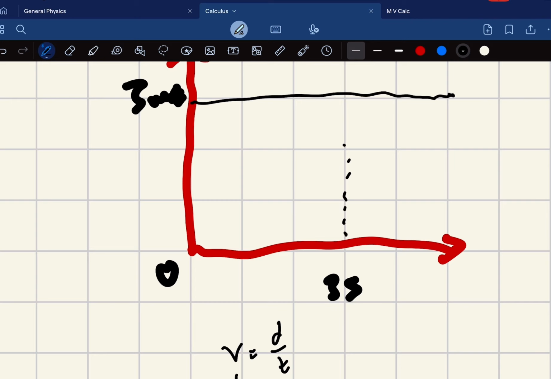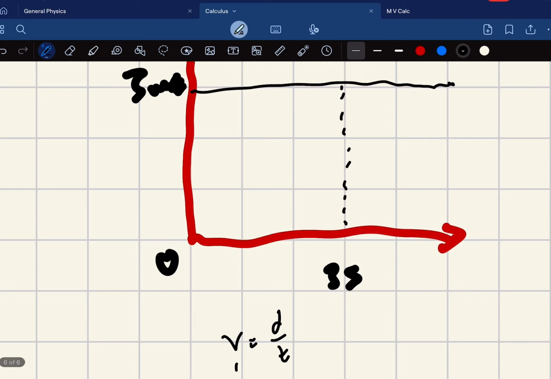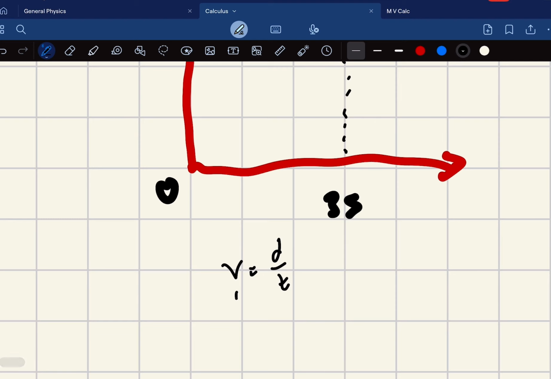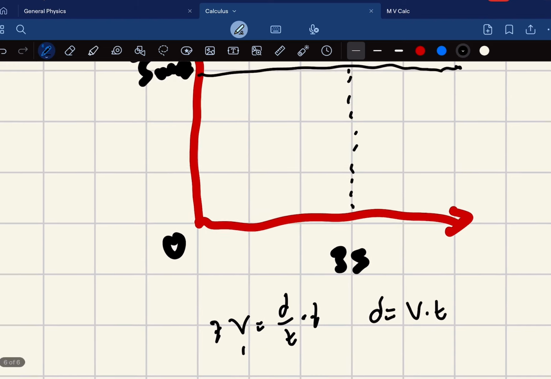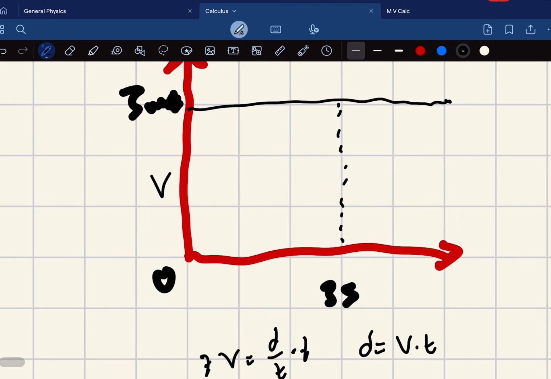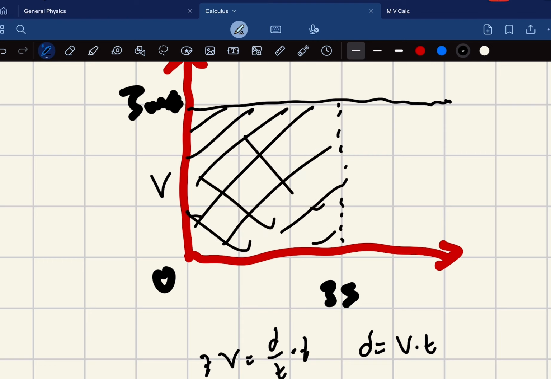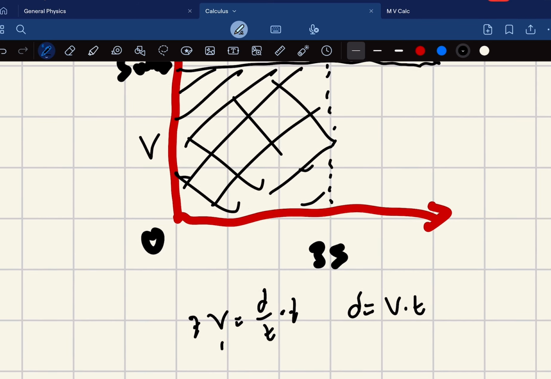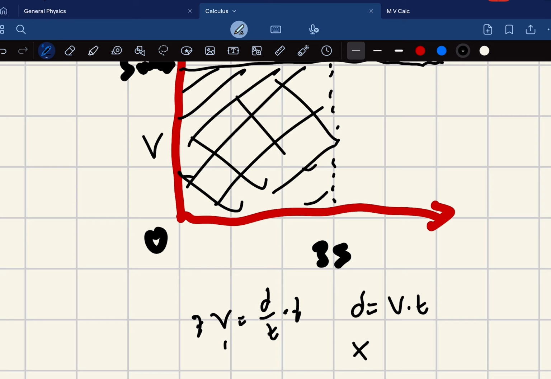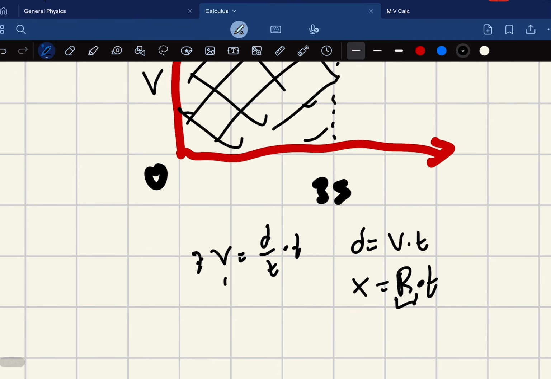So if we want to find the displacement traveled in 3 seconds, we can rearrange this formula by multiplying both sides by t, and we get d is equal to v times t. And if we look, this side of a rectangle that we could form, or in this case it's a square, is a velocity, and then this side is a time. So our displacement, or our x value, is equal to our rate times time when the rate is constant.